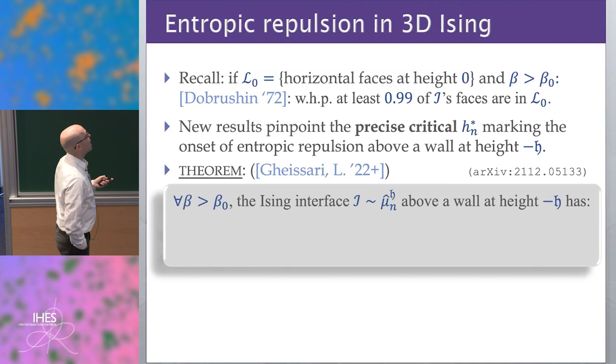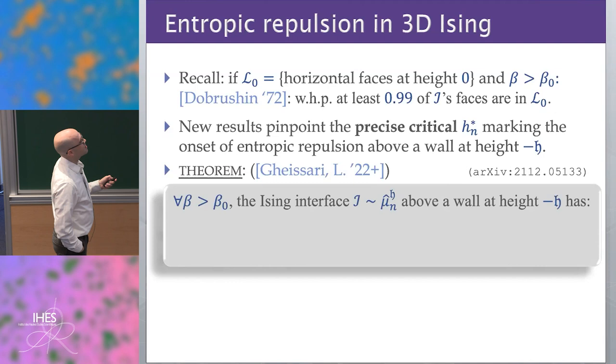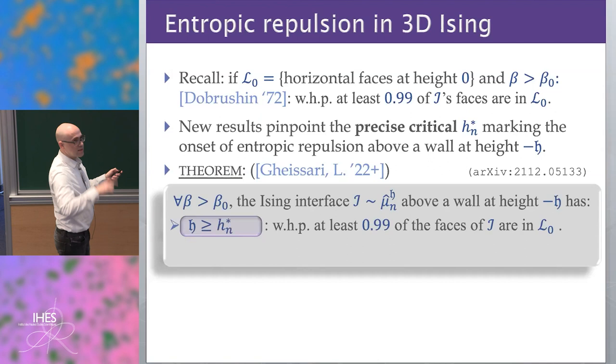And this last result is pinpointing one specific deterministic integer, hn star, such that if you put the wall at that distance from zero, at distance hn star or lower, then you're not going to feel the effect of the wall. So 99% of the faces are going to be horizontal at height zero, just like in the Dobrushin result.